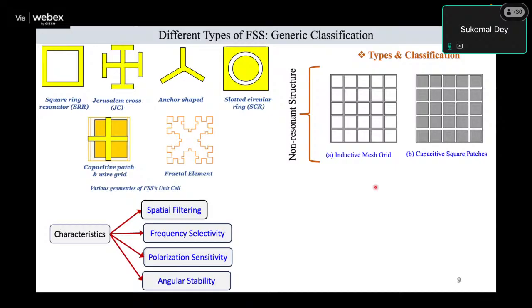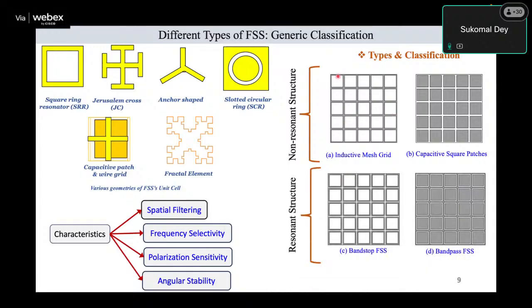Now, what is the second category? Resonant structure, where I apply both capacitor and inductor together. How will you do that? Make the same square, but keep a gap between each individual cell. That would become a band stop filter. Once you make the complement of it, it will become the band pass filter. So band pass is something like this, where you need to have more metal to some extent. That would give you the band pass response, and this is the band stop response.